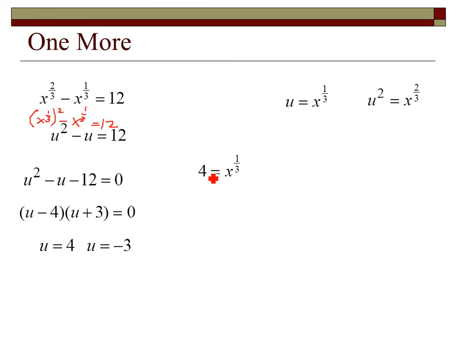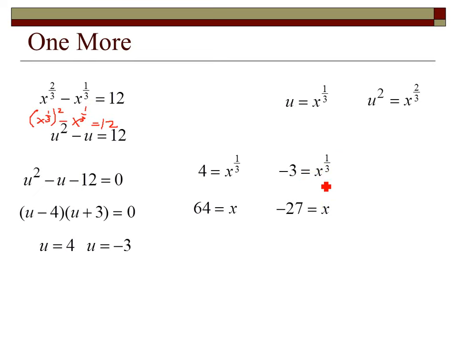So now I've got 4 is equal to x to the 1/3. If I raise both sides to the 3rd power, if I cube both sides, I get 64. And 64 to the 1/3, the cube root of 64, is 4. So I'm going to be okay with that answer. Plug in negative 3. I'm going to cube both sides. Negative 3 cubed is negative 27.